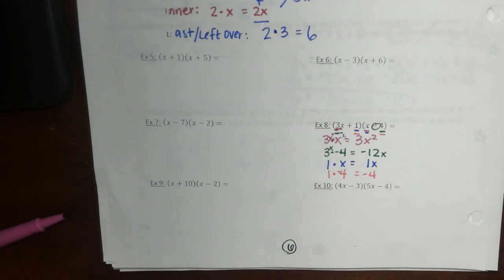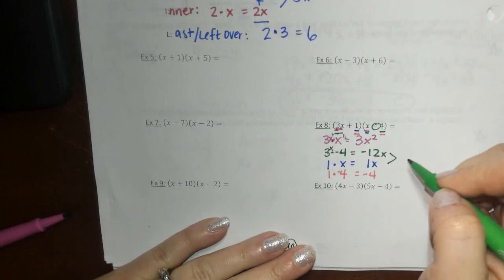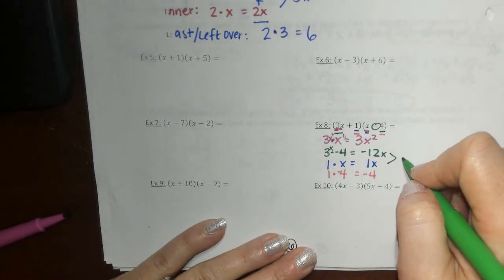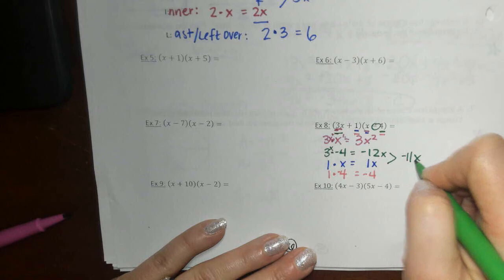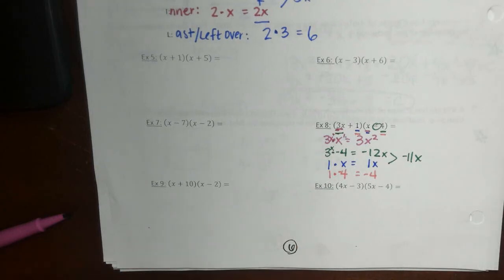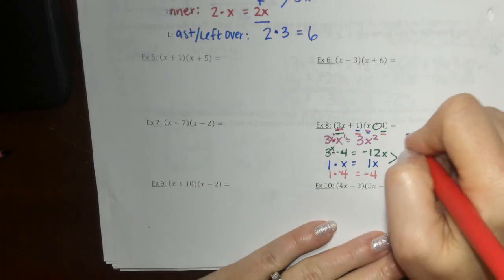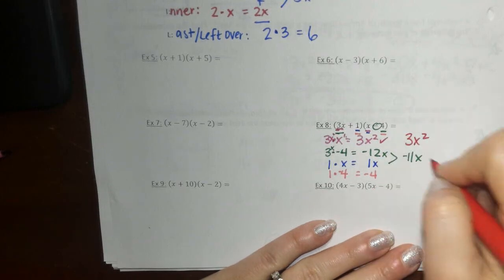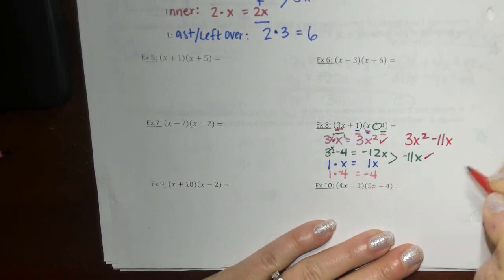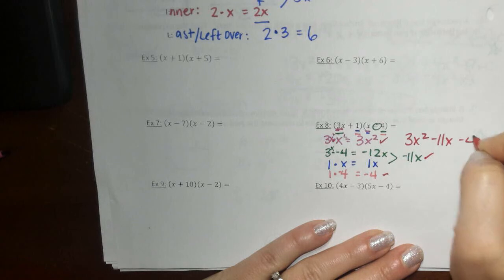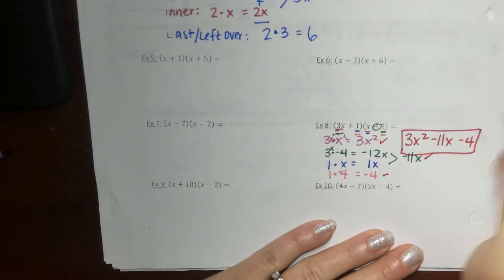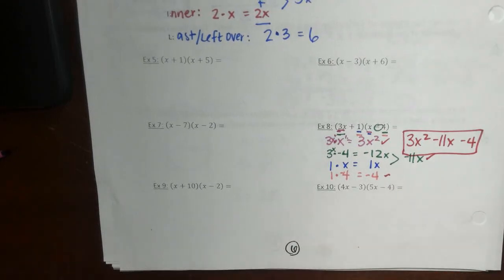So now I'm going to combine my x's. They're always going to be the 2 on the inside. Add those together, and you get negative 11x. Okay. So now I can put my answer out. My answer is 3x squared minus 11x minus 4. Do one more. Let's do number 9.